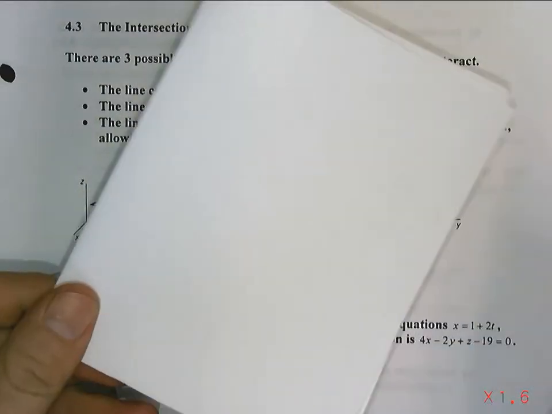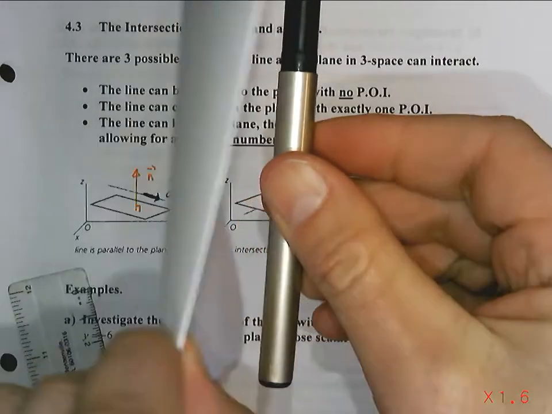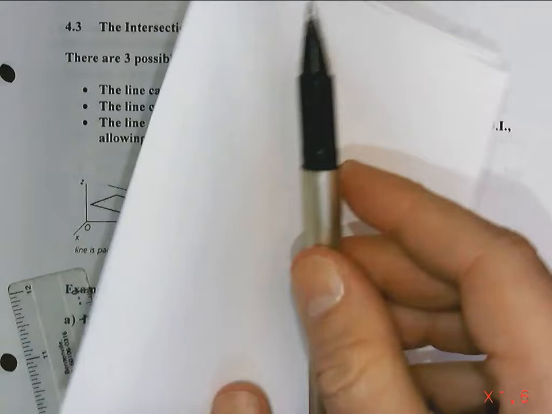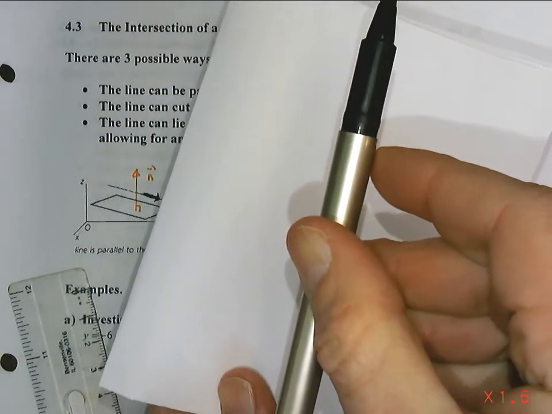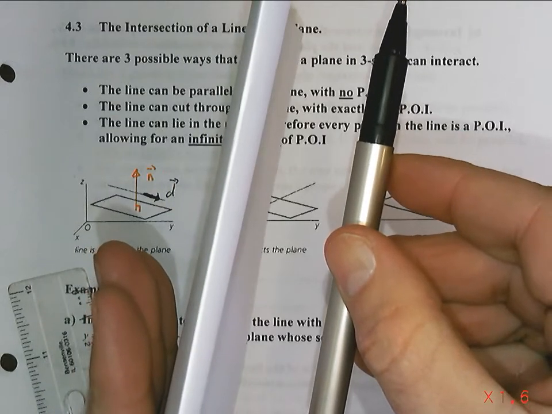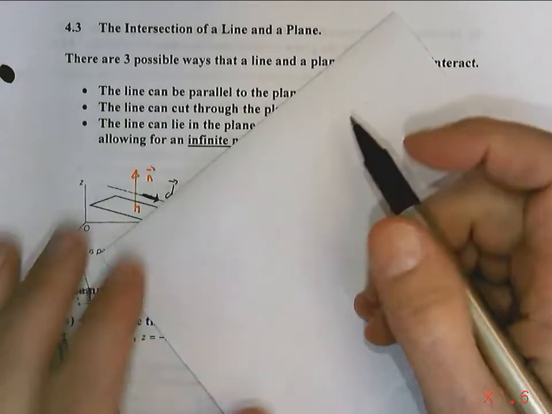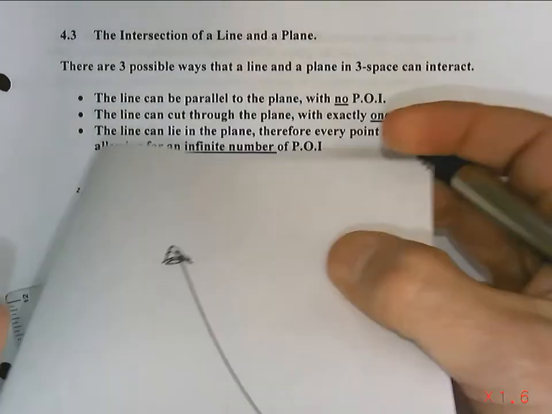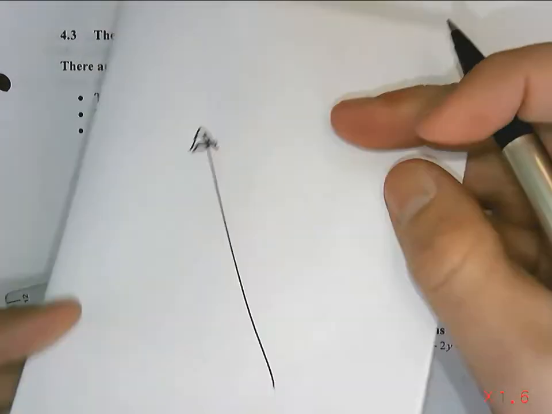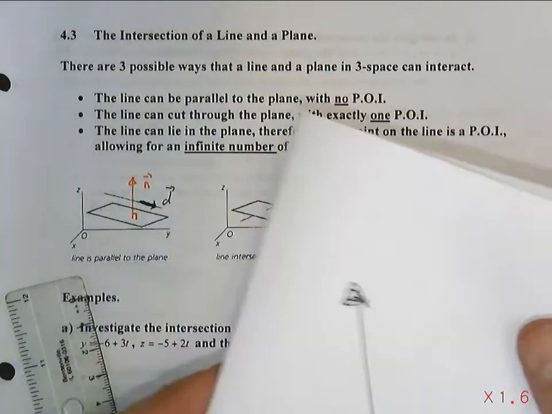Okay, here's my plane, and here's my line. If I look down on it, you'll notice that one is above the other, and this would be parallel and distinct. Over here, the line would actually be in the plane, so that there's no distance between them. The line is actually in the plane.